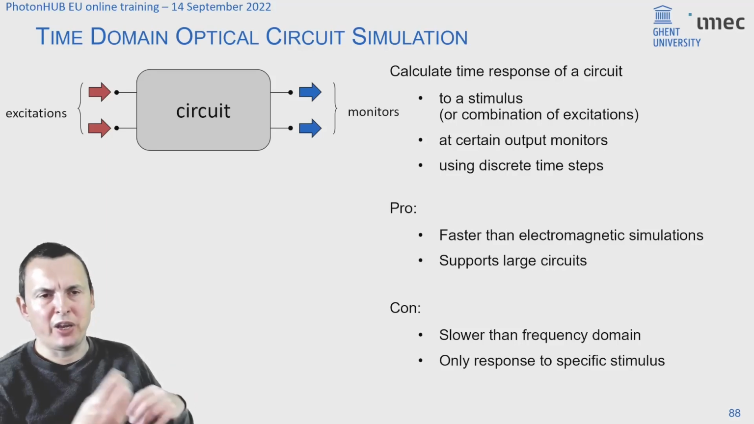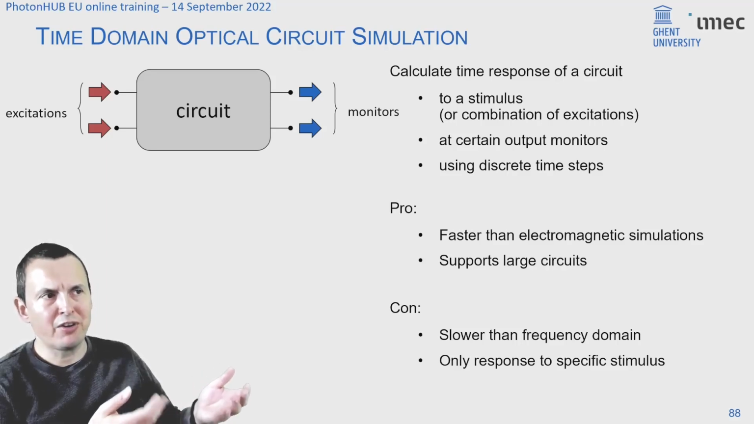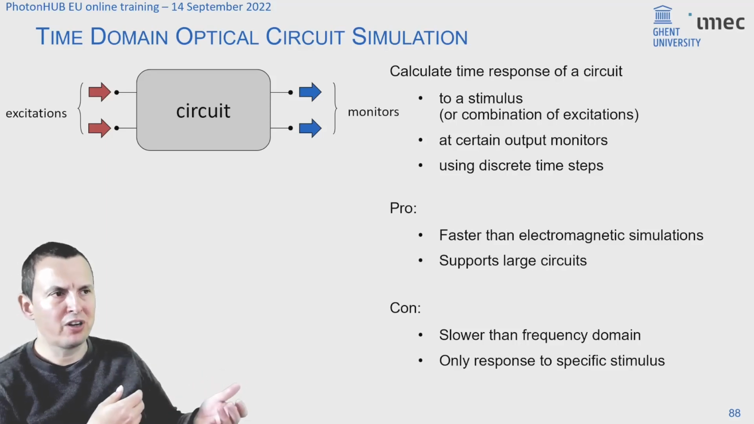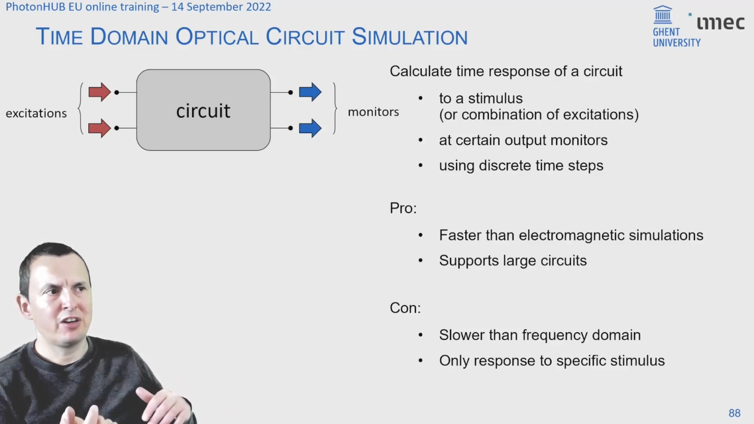Again, this makes use of behavioral models. So you're not doing full electromagnetic simulation, so it should be much faster than running FDTD, and it should support large circuits, but it's typically much slower than a circuit simulation, and it only gives you the response to one specific stimulus. So if you want to send in another signal, you have to redo that simulation with another signal.